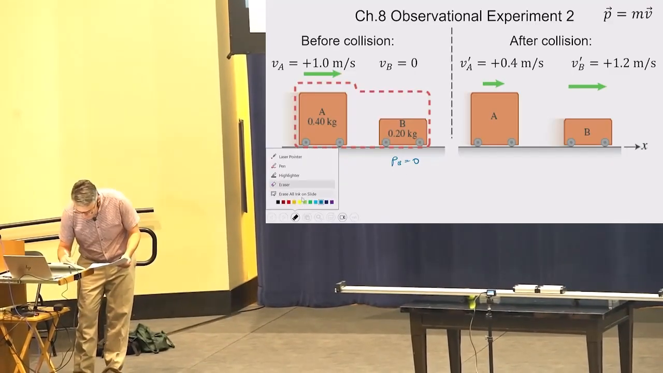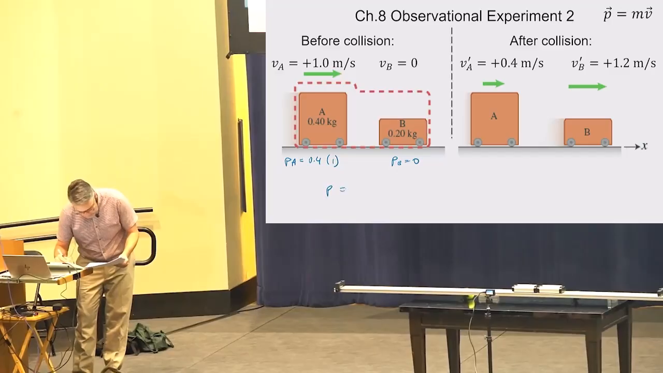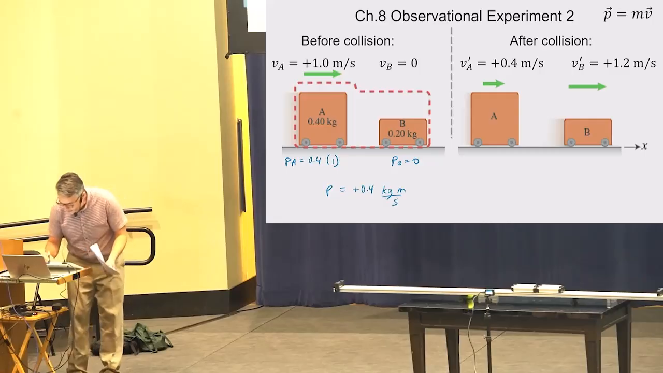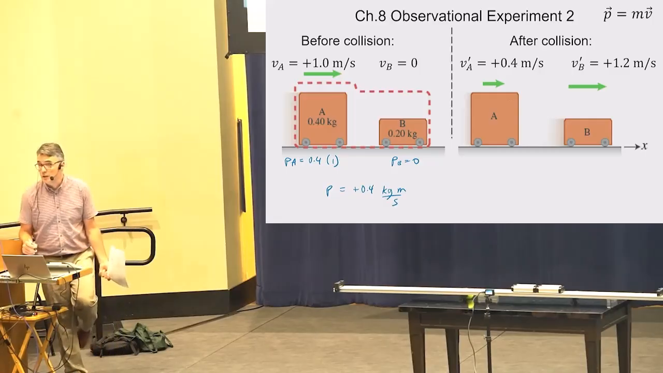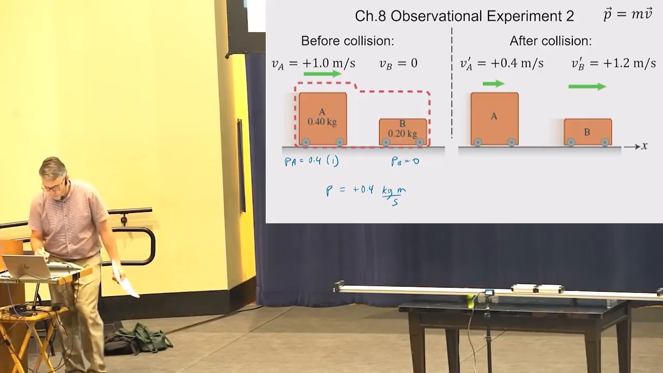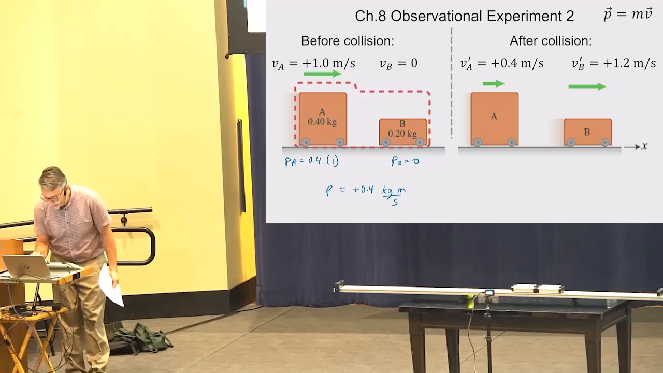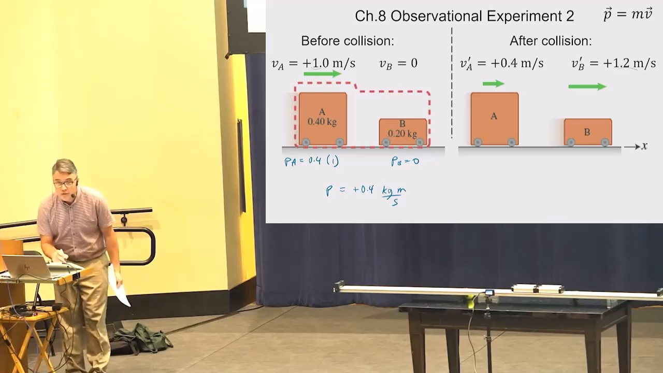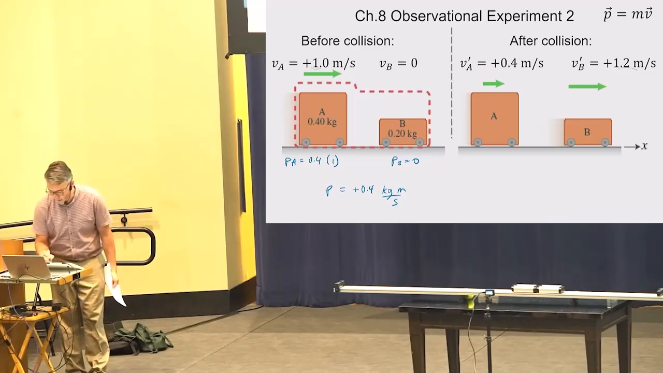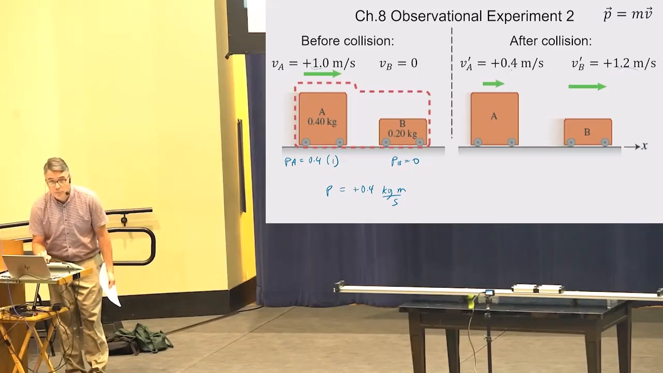I don't like these primes because they're easy to accidentally write. Anyway, P initial is plus 0.4 kilogram meters per second. And if you were to measure the velocities carefully, you would find that this one is now going 1.2, so actually faster than the original, more massive one. And then the massive one is also still traveling to the right with plus 0.4.